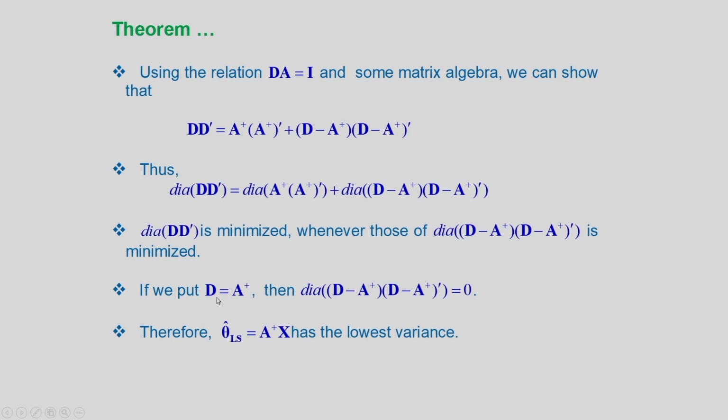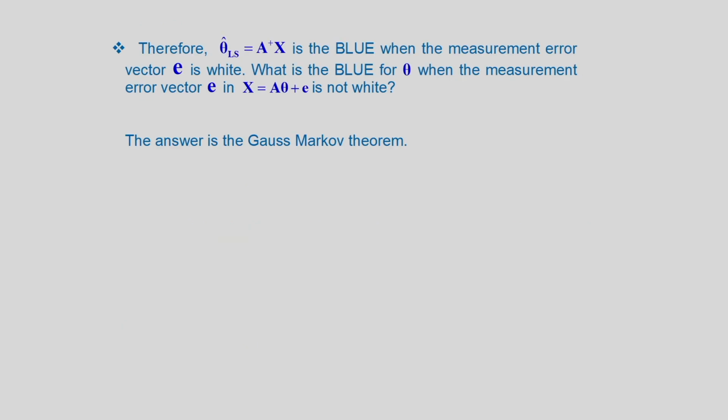Okay. The variance will be minimum if that linear estimator is equal to the pseudo inverse of A itself. Therefore, theta LS hat equal to the pseudo inverse of A times x has the lowest variance. So, it will have the lowest variance among all unbiased estimators. Therefore, the least square estimator theta LS hat is the best linear unbiased estimator when the measurement error vector E is white. This is important. Only when E is white, the least square estimator is BLUE, the best linear unbiased estimator.